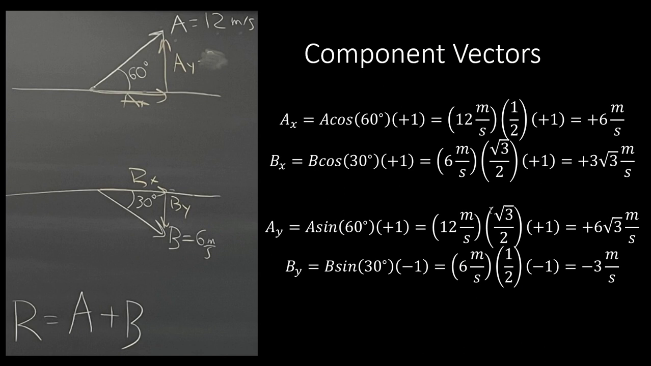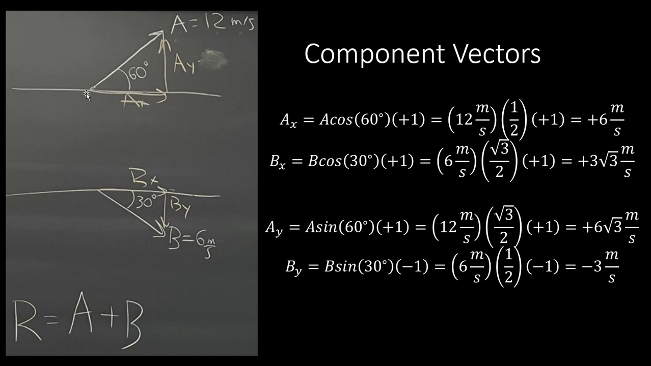Sine of 60 degrees is the same thing as square root of 3 over 2. 12 times that times positive 1, we get positive 6 square root of 3 meters per second. For the y component vector of vector B, the component vector is pointed downwards, so this time we're going to use a negative 1 so that we're indicating the direction of the y component.